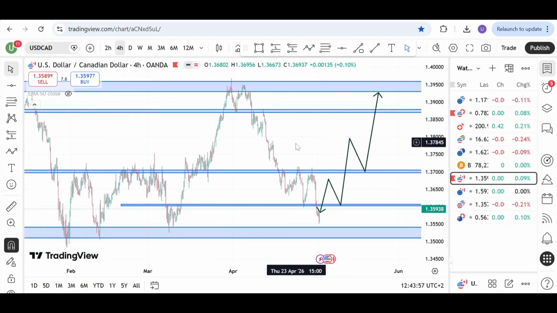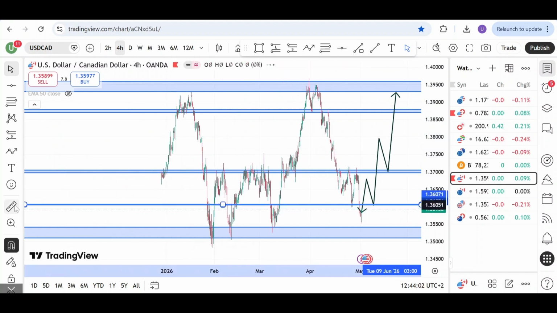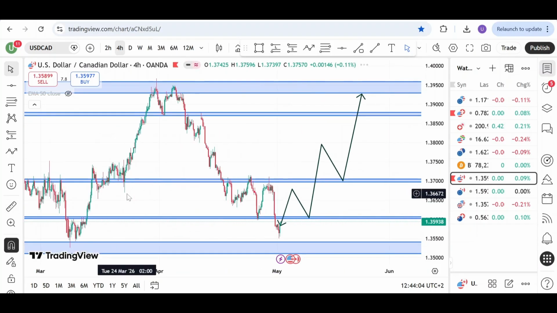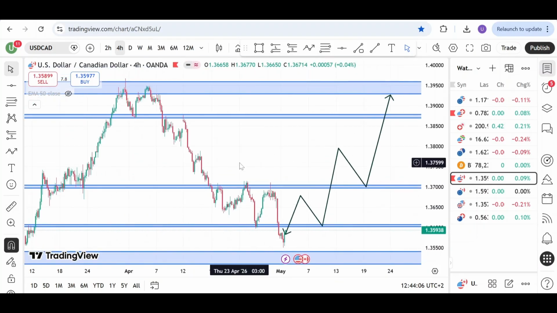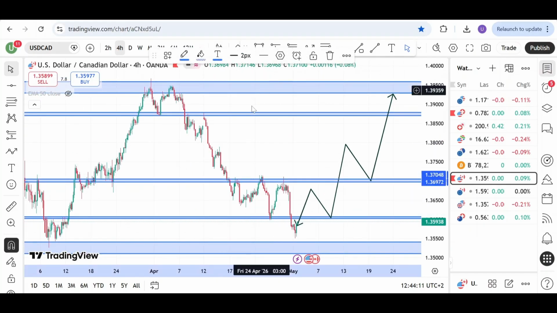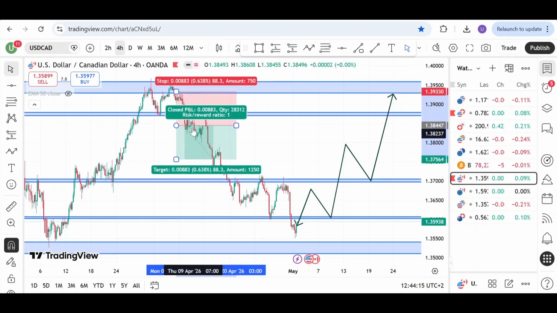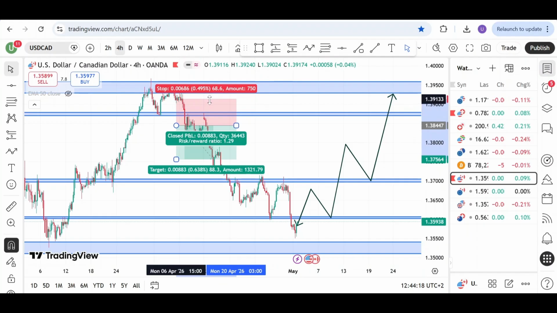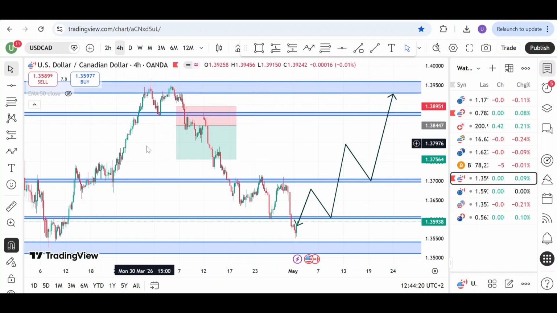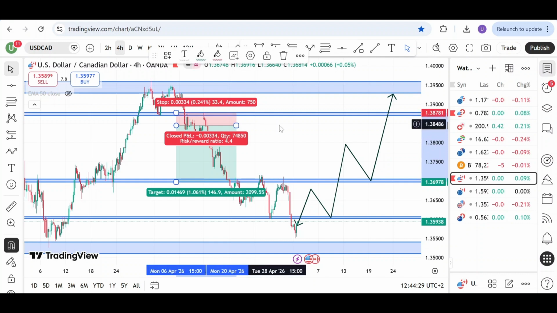If and only if the buyers are above this daily zone is where I will enter for buy. If not, I'm going to stay away from this market. I remember when I entered on this pair, I entered here, and I have been targeting this. I used 30 pips. Yeah, it was a very small stop loss of 30 pips or something like that.